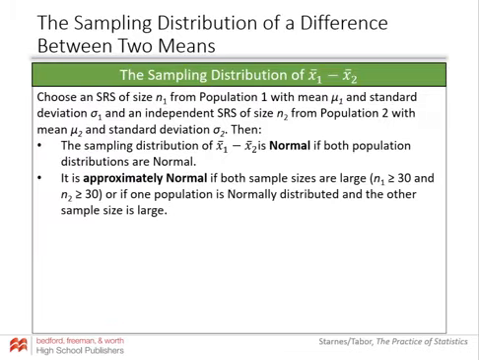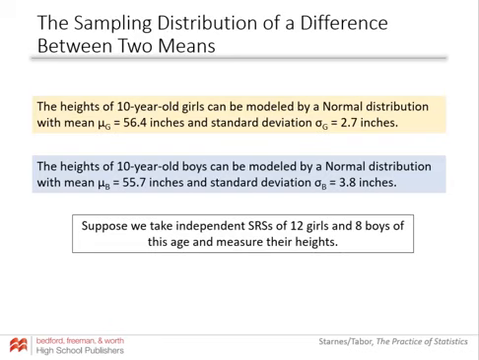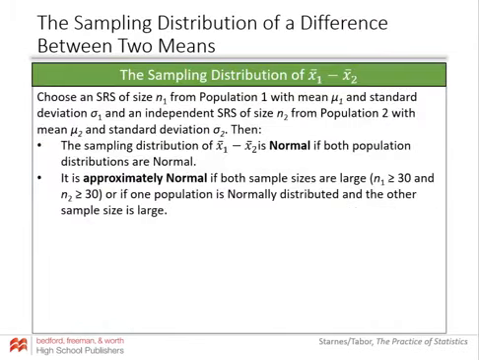Okay, so if both of our population distributions are normal, like if you look at these, it says can be modeled by a normal distribution, can be modeled by a normal distribution. So if that is true, then our sampling distribution is normal. If not, then we can say it is approximately normal if either both of our sample sizes are greater than 30 or one is greater than 30 and the other is normally distributed. So we have a couple options there.